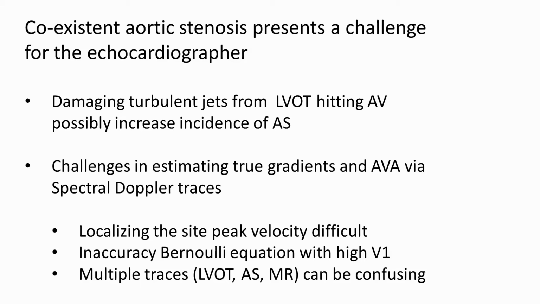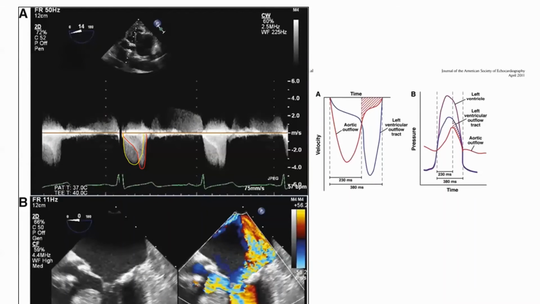It becomes very difficult then, in the presence of outflow tract obstruction, to quantitate the degree of aortic stenosis, because it's difficult to locate on continuous wave Doppler where the site of peak flow velocity is. And all of our equations for assessing valve area and gradients become inaccurate when the proximal velocity increases above 1.5. And you often have multiple traces, which can be confusing.